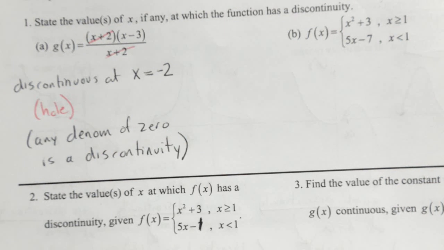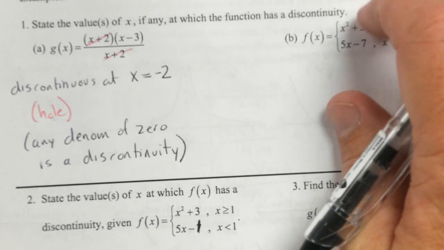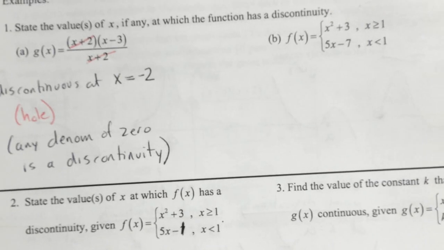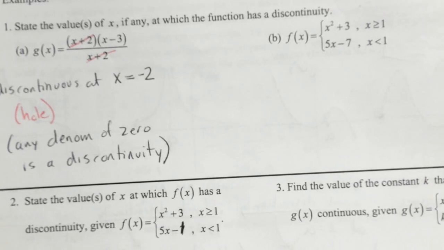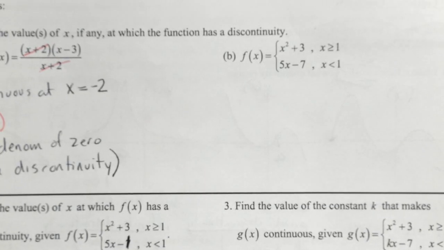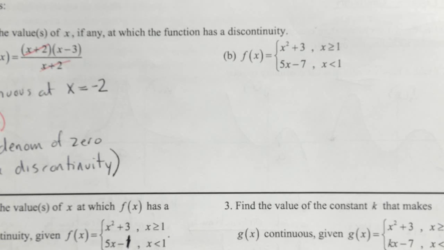That one's a hole. You could also have a vertical asymptote. But if the question is, where is it discontinuous, you don't really care if it's a hole or a vertical asymptote. Anything that makes the bottom 0 is a problem. What about B? How would we check to see if B has a discontinuity?